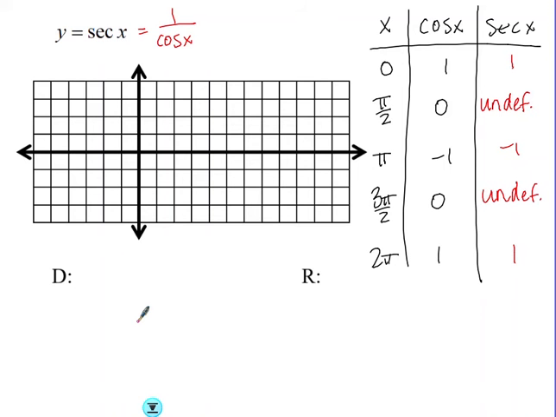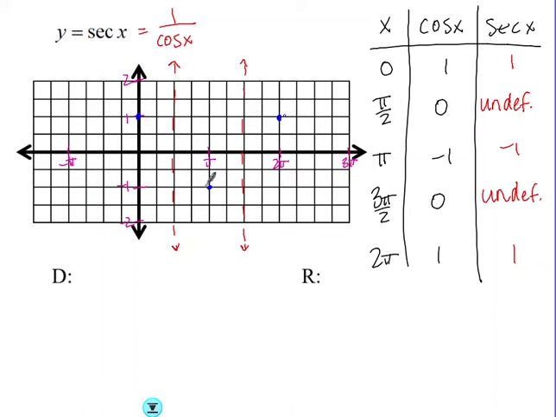So we're going to label our axes the same way. So we are going to have vertical asymptotes at pi over 2 and 3 pi over 2. Then we're going to have points at 0, 1, pi, negative 1, 2 pi, 1.